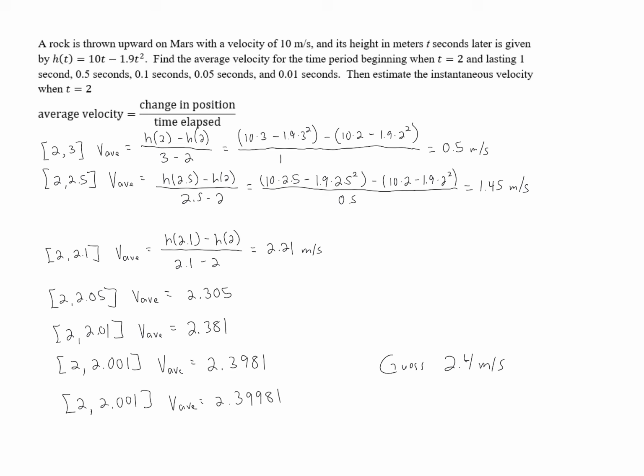2.39981. So we are eventually seeing a pattern when we're going to a very, very tiny interval. This is only 1/1000th of a second. The average velocity is getting very, very close to 2.4 meters per second. And so it does, in fact, look like that is what the limit is going to be. So that is what we can expect the instantaneous velocity to be at t equals 2.